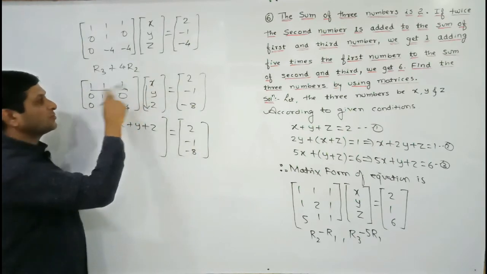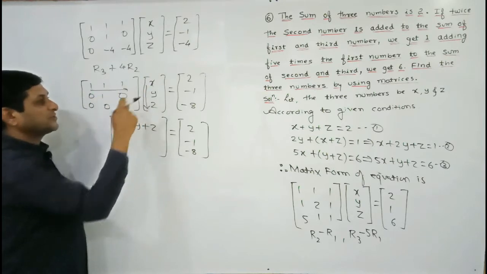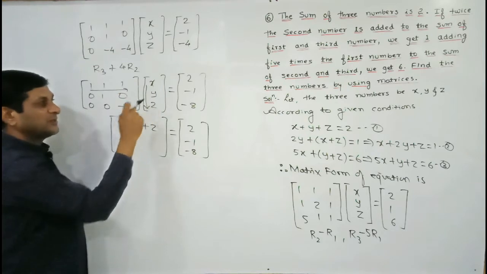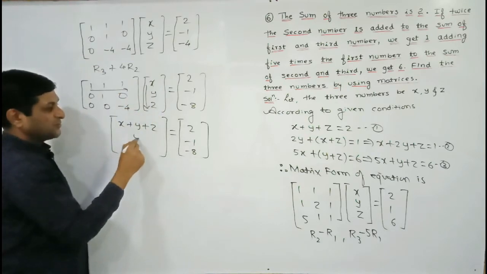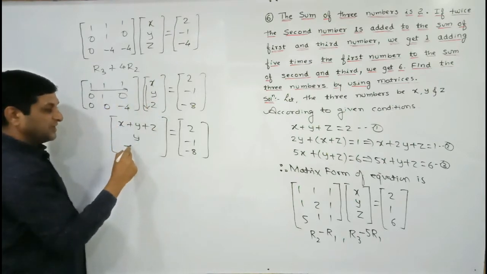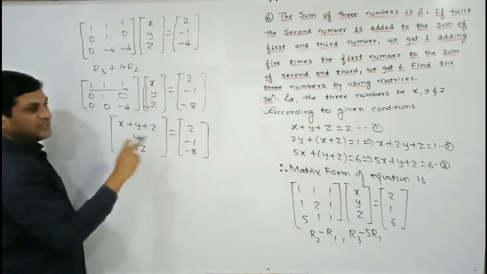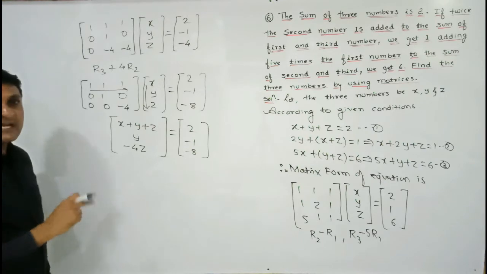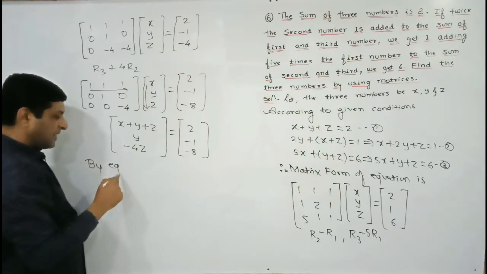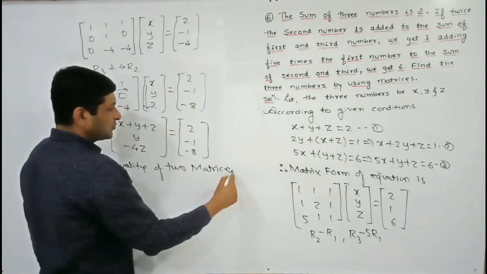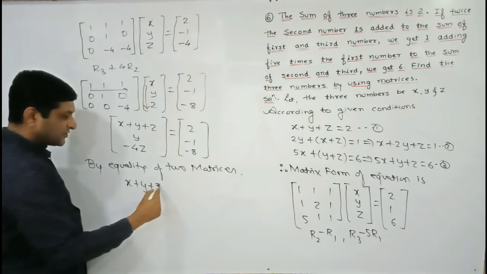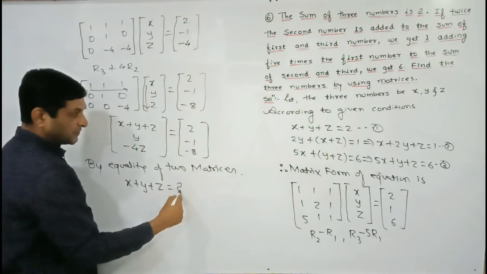Multiply the second row by this column: 0 plus y plus z, 0 plus 1 into y is y, and 0 into z is 0. So we are getting y, then 0 0 minus 4z will be minus 4z. Here we can observe that these two matrices are equal. So that's why we are applying the definition of equality. By equality of two matrices, we can say that x plus y plus z is equal to 2.